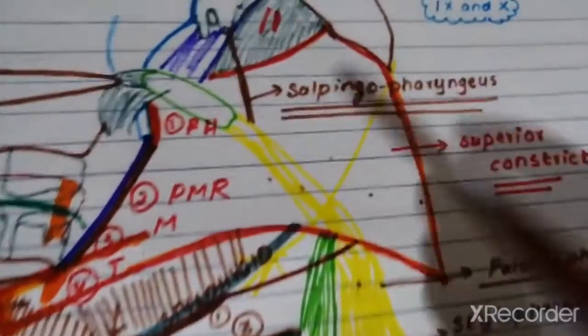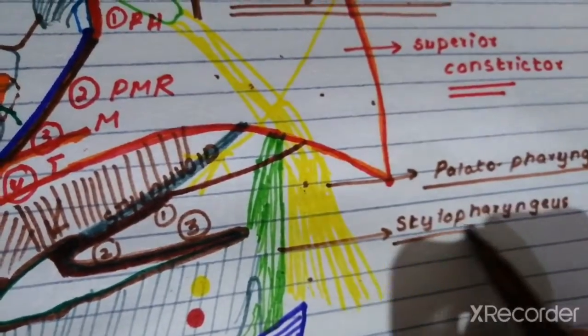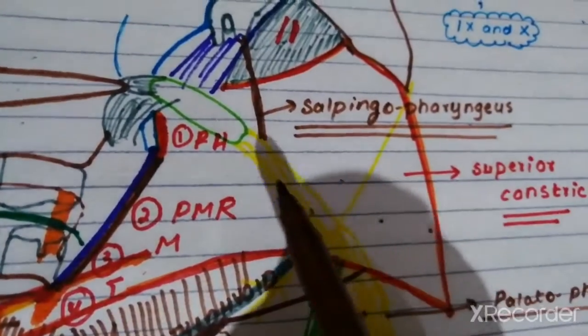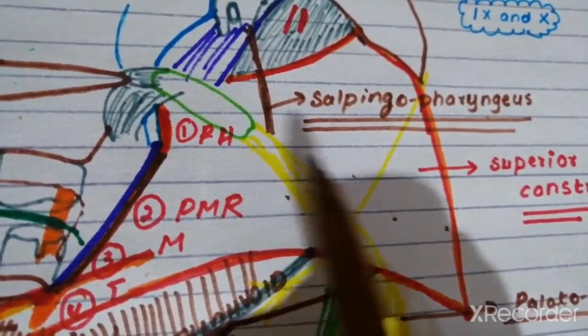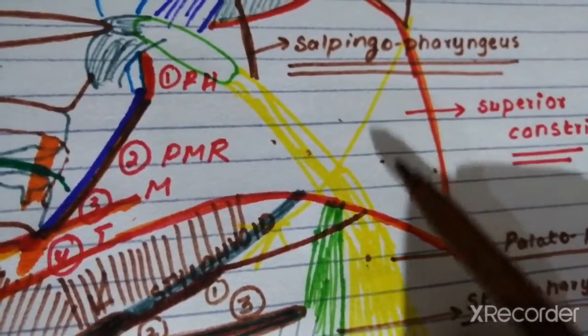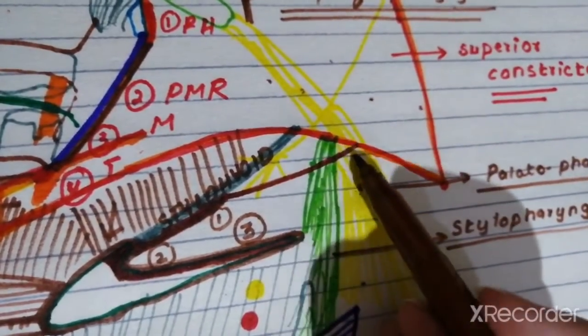So we have the salpingopharyngeus, the palatopharyngeus, and the stylo-pharyngeus. The palatopharyngeus originates from over here, from the sides of the palate, and descends on the constrictors. As you can see, it's on the superior constrictor, then the middle constrictor. This is the origin line of the middle constrictor, and eventually the inferior constrictors as well.